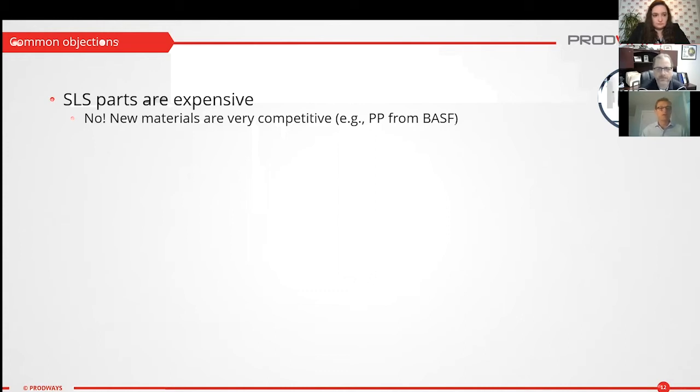Also, well, double check. I mean, it has been growing a lot in recent years. More material, more players. We've seen many large chemical companies join the SLS industry, and the example of the polypropylene from BASF that's coming from the injection molding, that is a known material that's coming with a competitive price, is a good example of a material that really gives you access to lower cost per part.